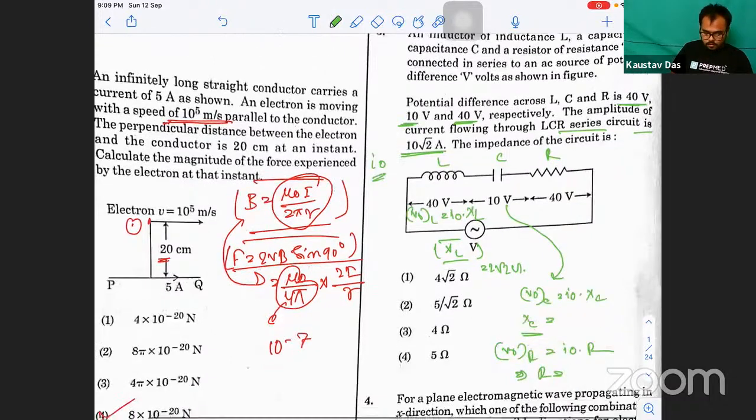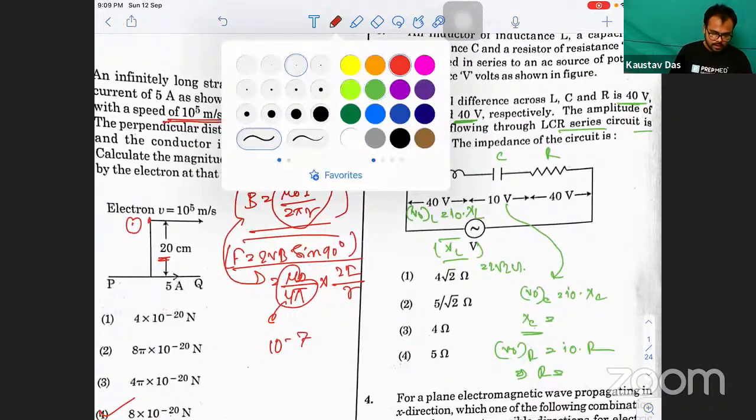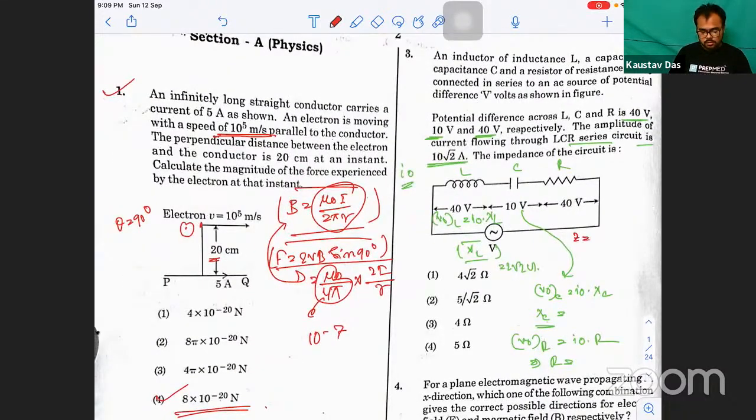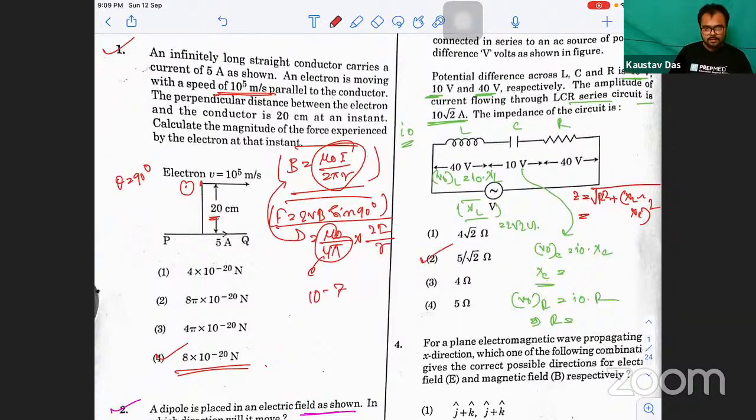So now you can find out the impedance of the circuit, the total resistance actually, which is Z equals root over of R square plus XL minus XC whole square. So if you use this formula, the value of Z as per our calculations comes as 5/√2 ohm. So your option number 2 is going to be the correct answer. I hope that some of you have marked it correctly.